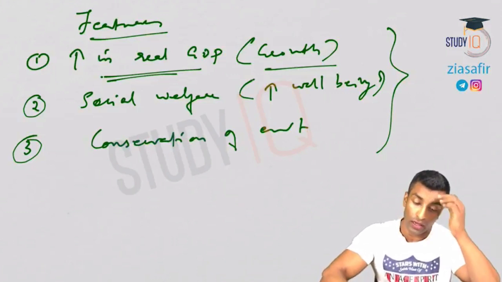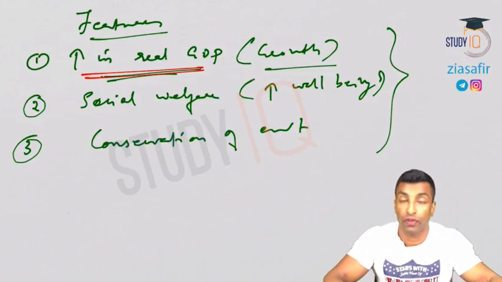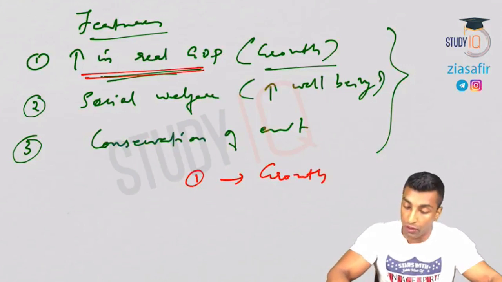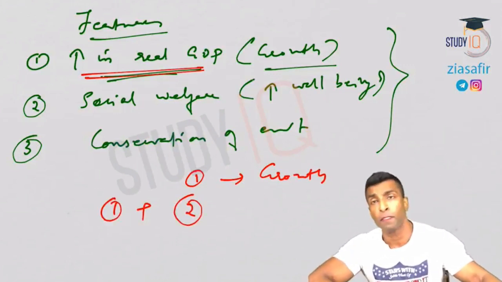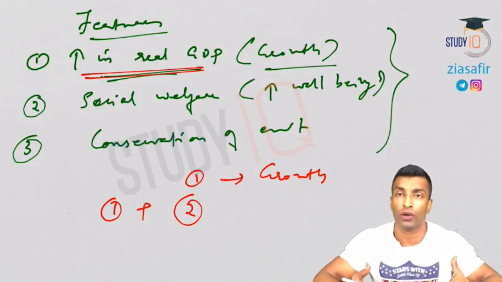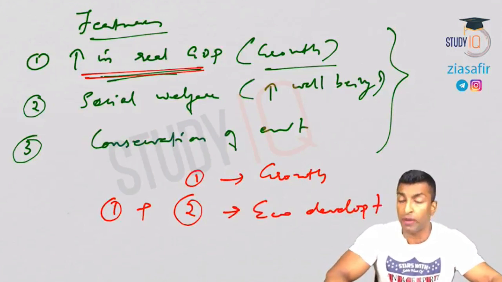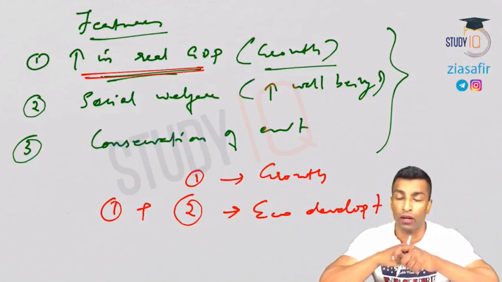See here, you can see the first one. When we talk about economic growth, it is all about increasing real GDP. So I can say first one is actually growth, economic growth. So when I'm talking about 1 plus 2 together, what is that? It is development, right? Growth with well-being of the people, it is development. So this is what? Economic development. Economic development includes not only growth, it also includes the well-being of people.